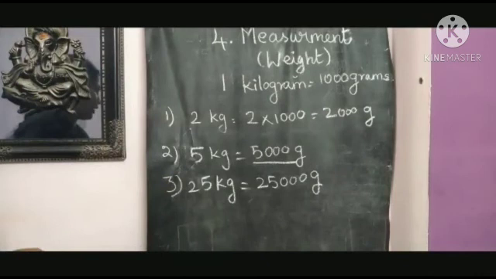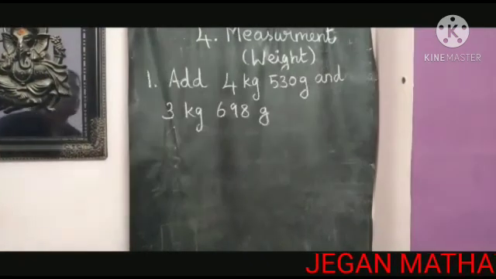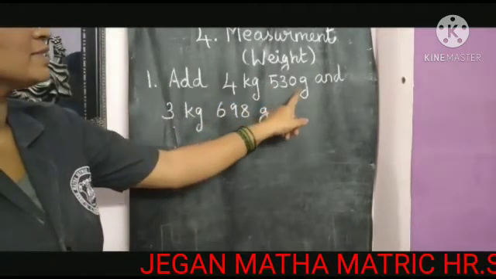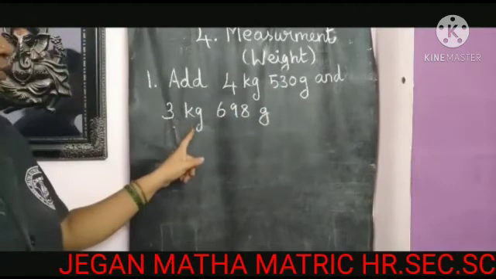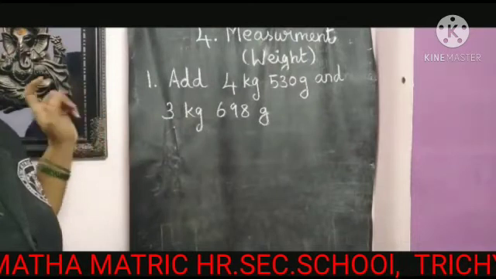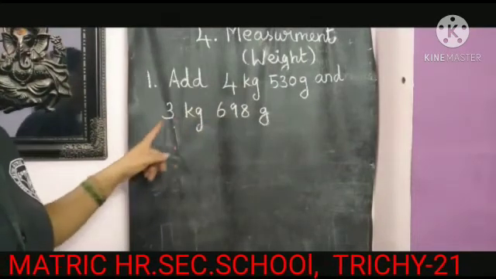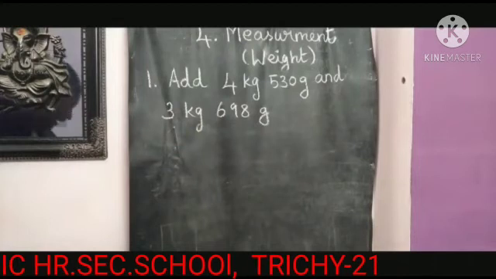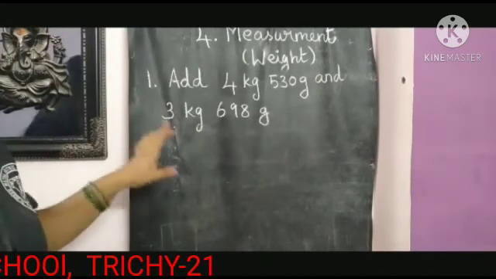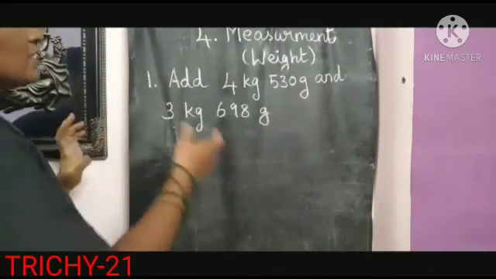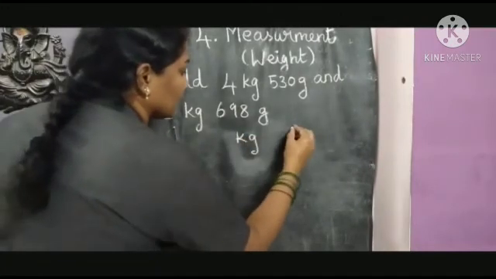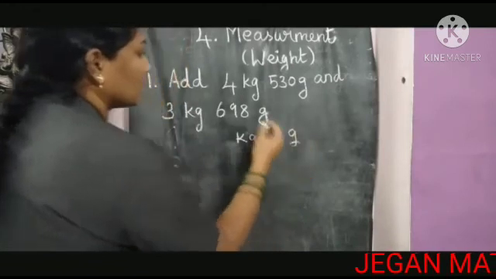Okay, now let's see addition of weight. See, add 4 kilogram 530 grams and 3 kilogram 698 grams. Okay children, so 4 kg 530 grams add with 3 kg 698 grams. So first write the weight in the column form. Separate the units, first kg and grams.